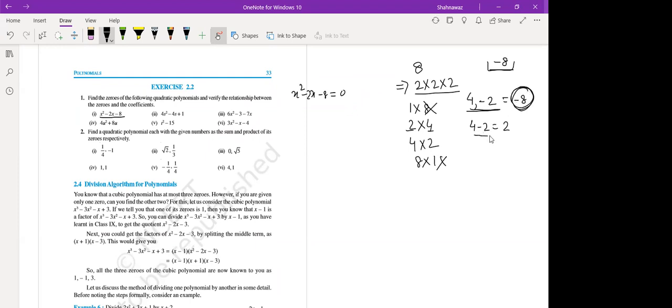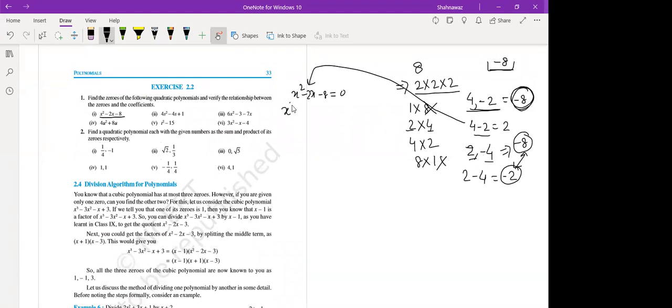But if you take 4 minus 2, is this minus 2? No, sir. So you should take 2 and minus 4. So let's check the conditions. 2 into 4 is minus 8, right? And 2 minus 4 is minus 2. So both the conditions are fulfilled, right? So 2 minus 4 it is.